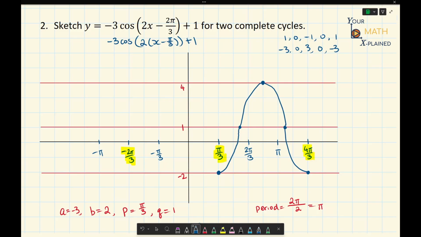And then we can do the same thing for the left side. So we know that at negative 2 pi over 3, that is going to be one full cycle. So it'll end at the minimum point. And then halfway in between these, we're going to have our maximum point. And halfway between our max and min, we're going to have these 2 points on the midline. So this would be another full cycle.